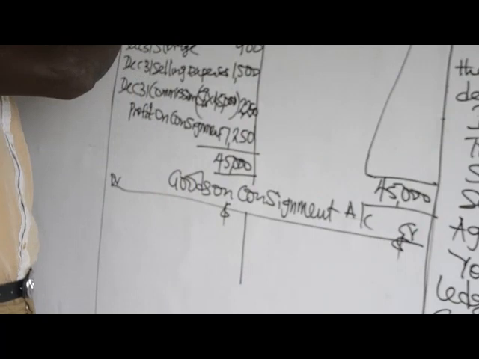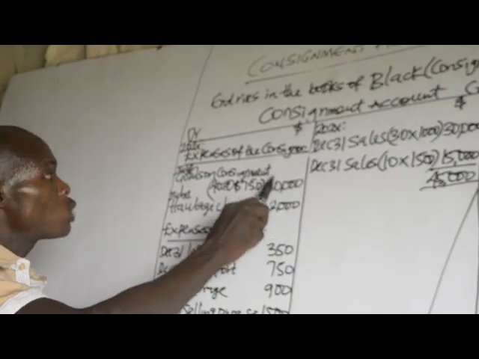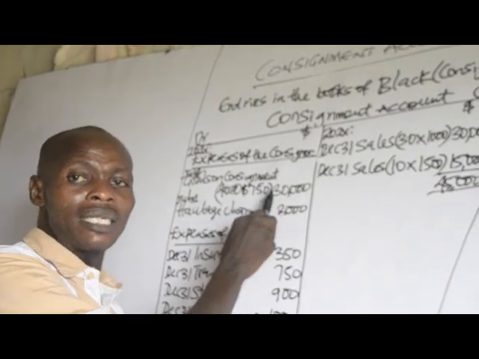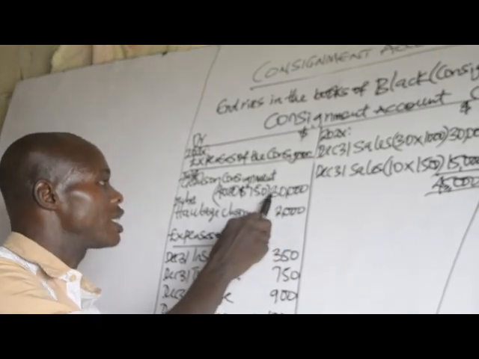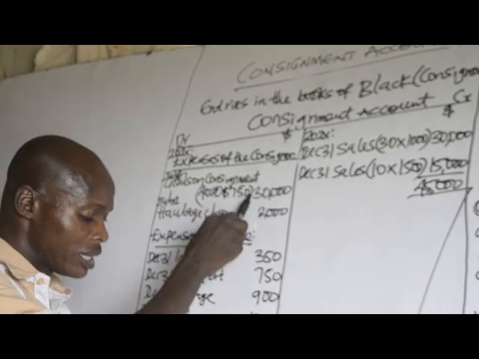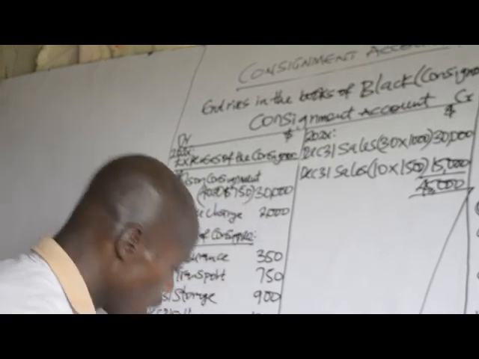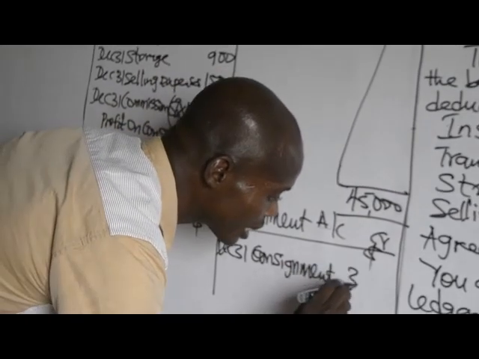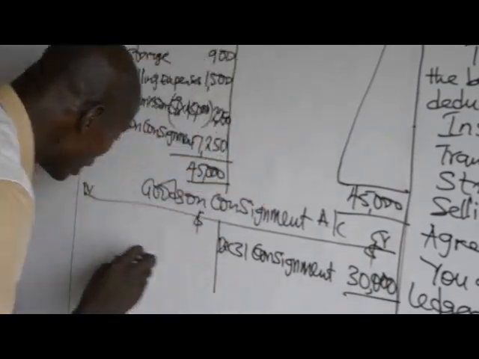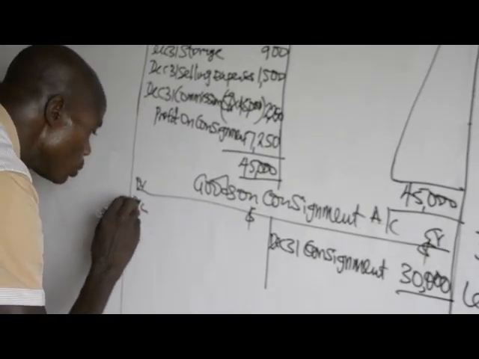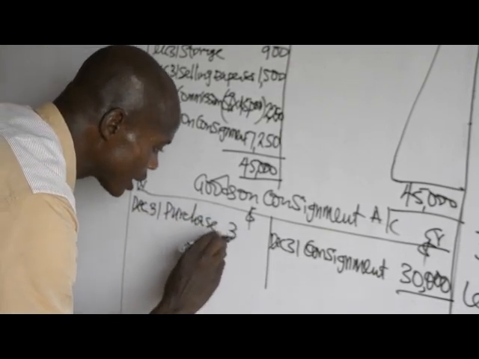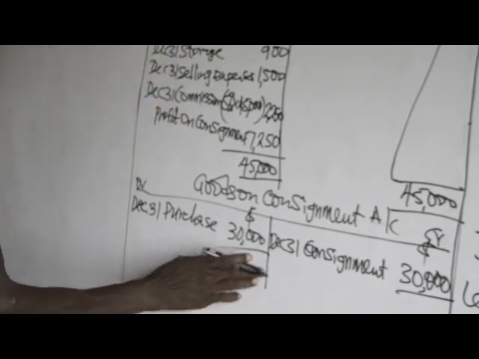Now, the value of the goods consigned is $30,000, which was debited to the consignment account. And the double entry principle states that for every debit entry, there must be a corresponding credit entry. Since the debit entry is on the consignment account, therefore its credit entry will go to goods on consignment account. So we have the value of the goods as $30,000. Then at the end of the period, it will be closed to the income statement as your purchase. That's all about that.